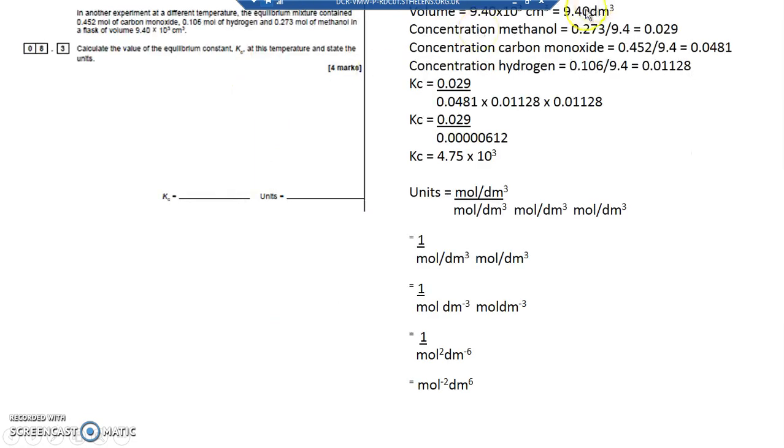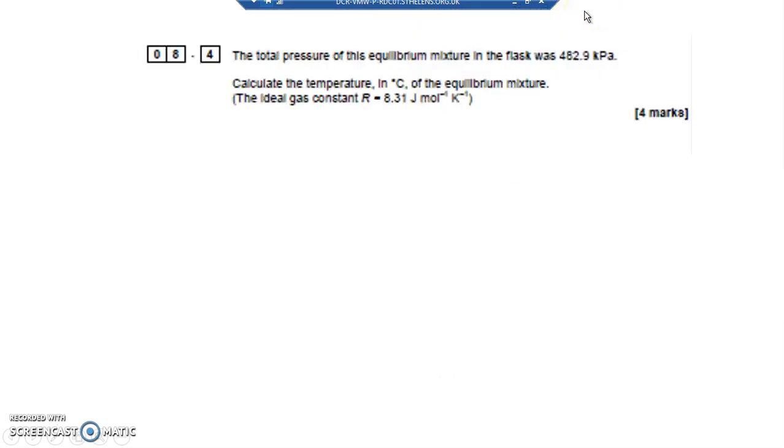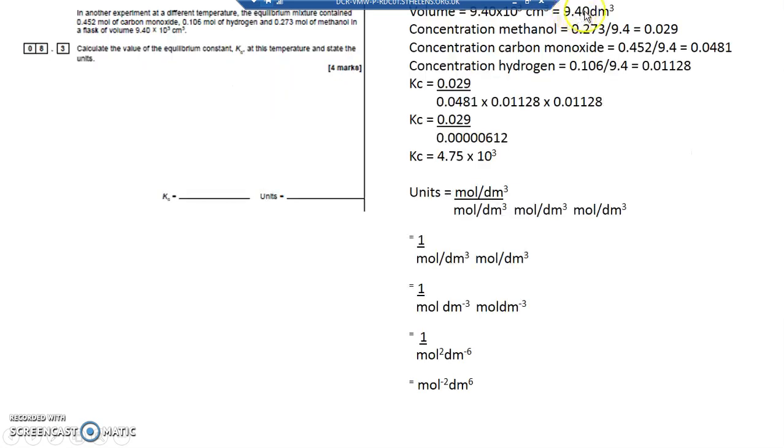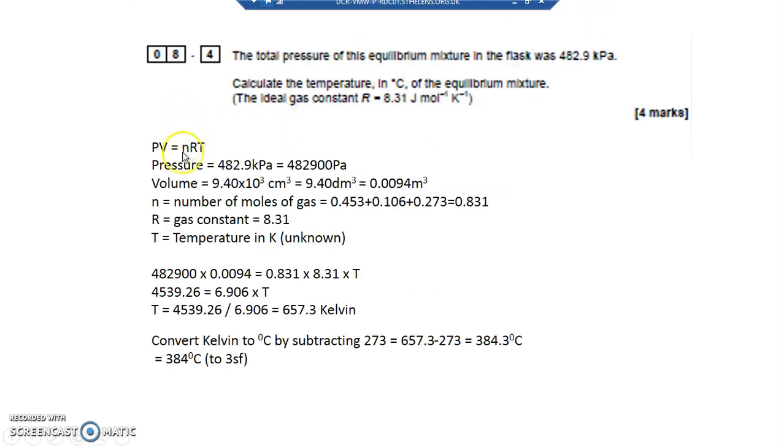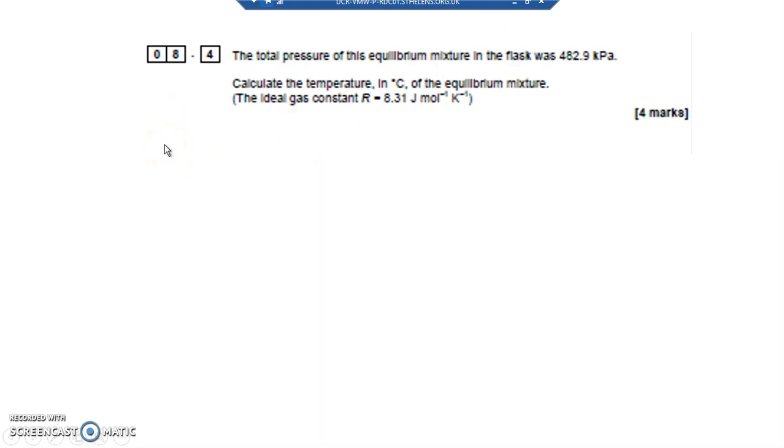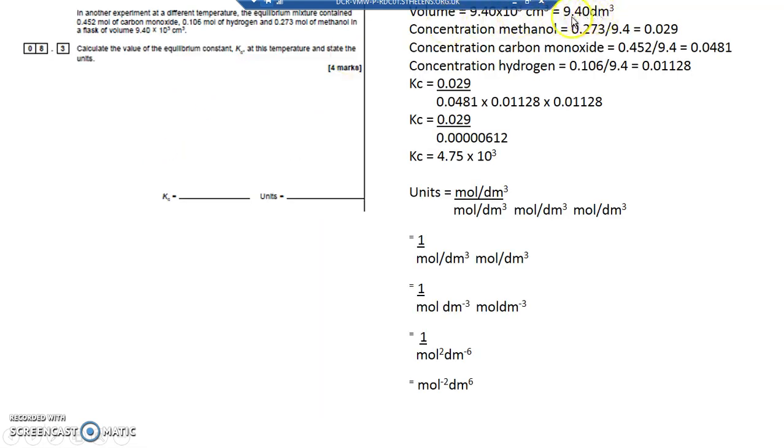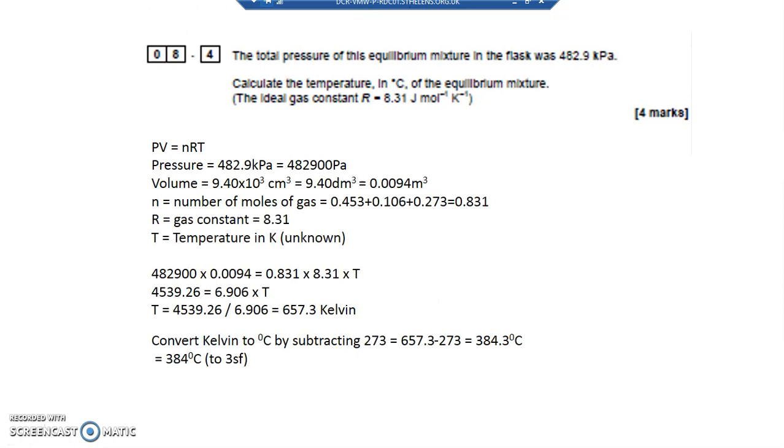So what's the volume? Well, the volume of the flask, because the flask hasn't changed, is 9.4 decimeter cubed. In this equation here, my volume needs to be in meters cubed. So to get decimeter cubed 9.4 into meters cubed, decimeter cubed into a larger unit value of meter cubed, I've got to divide by 1,000. So it's 9.4 divided by 1,000. So that becomes 0.0094 meters cubed. So now I've got the pressure, I've got the volume.